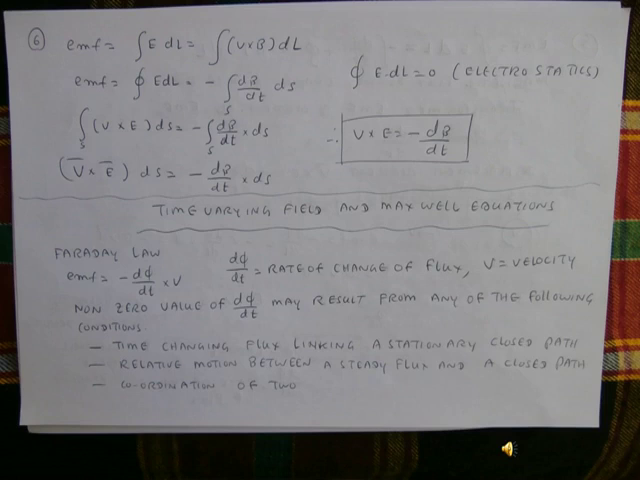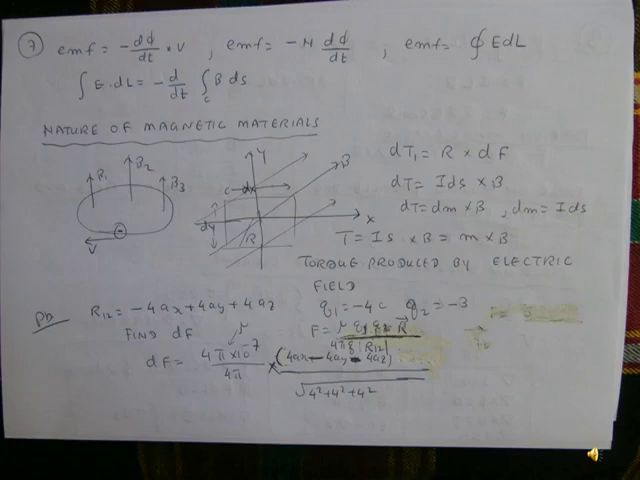The value of d phi by dt will not be zero. Let's write down the equation: EMF is equal to minus d phi by dt cross product v. In this case, EMF is equal to minus n d phi by dt, where n is the number of turns. So EMF is equal to the curve integral E dL, so integration E dL equals minus d by dt of the curve integral B dS.